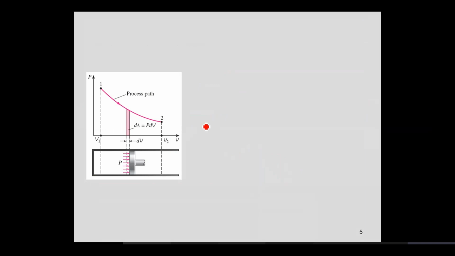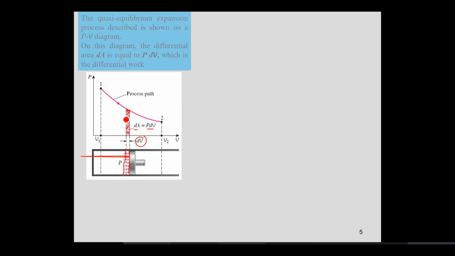So let's say I move from 1 to 2. This small area under the process path, which is dA, is nothing but pressure multiplied by the change in volume. As your system moves from this state to this state, this is the change in volume, and this change in volume multiplied by the small pressure, which I assume is constant, is basically the area under the curve. So the small differential area under the curve is the differential work, the small amount of work done as the system moves from this state to this state.